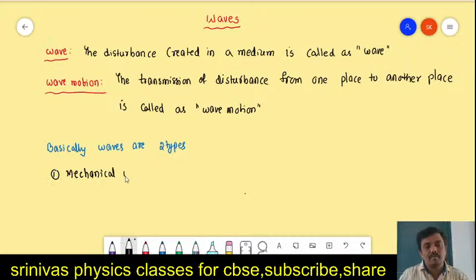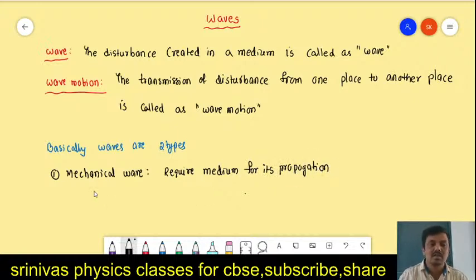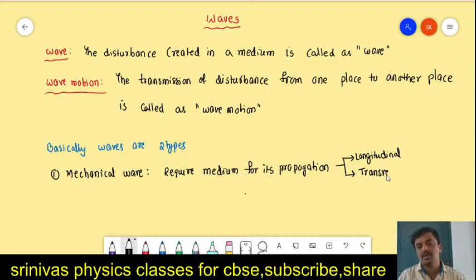Mechanical wave means what? This wave requires medium for its propagation. Without medium, this wave never goes. Propagation means moving from one place to another place. For the propagation, medium is required. These are again classified into two types: longitudinal wave and transverse wave. The first one is the longitudinal wave, and the second one is the transverse wave.